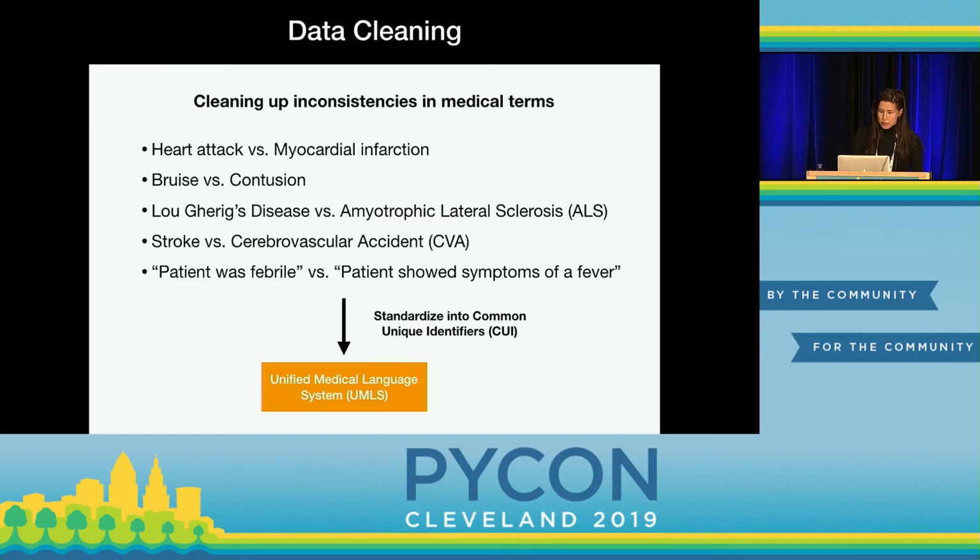Inconsistent terms, though, expand beyond drug names and can be found in clinical notes describing a disease or symptom. Here are some examples of medical synonyms that can be used interchangeably. For example, myocardial infarction is another term for heart attack. Bruise can also be described as contusion. And Lou Gehrig's disease is commonly referred to as amyotrophic lateral sclerosis, or ALS.